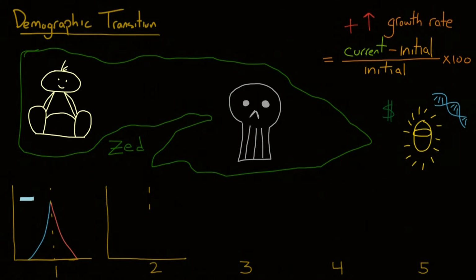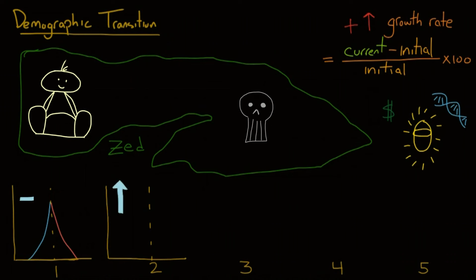The second stage is seen in the beginnings of a developing country. The population begins to rise as death rates drop because of improvements in health and sanitation and the availability of food. This trend can be seen in Western Europe in the 19th century after the Industrial Revolution.